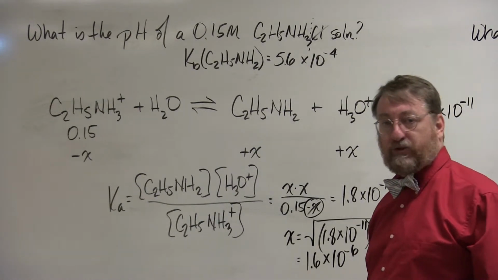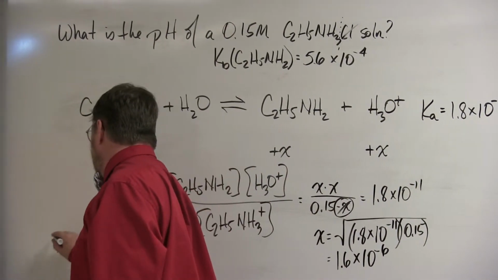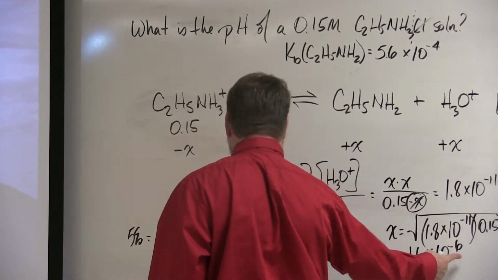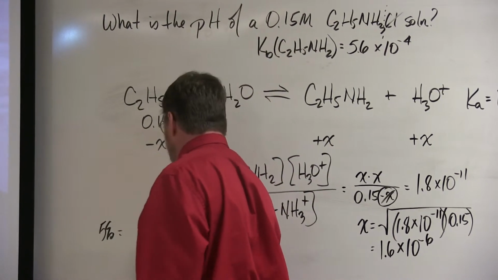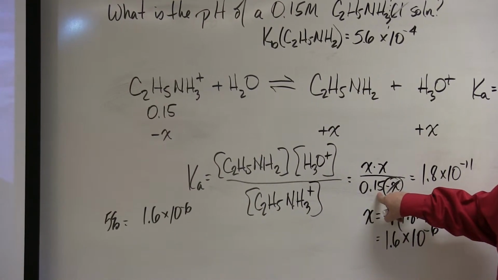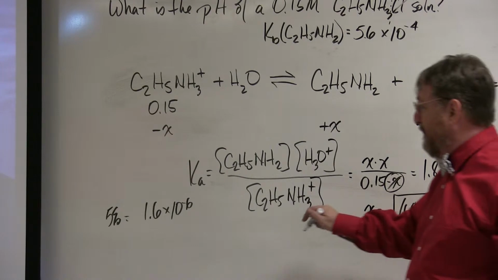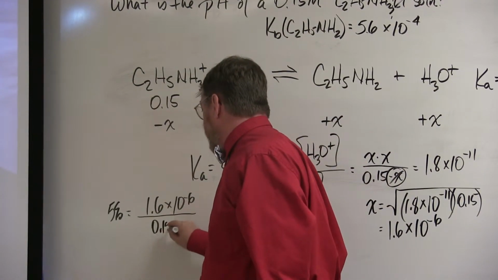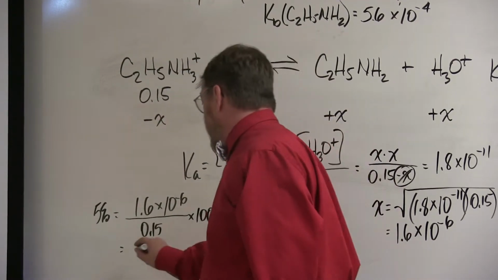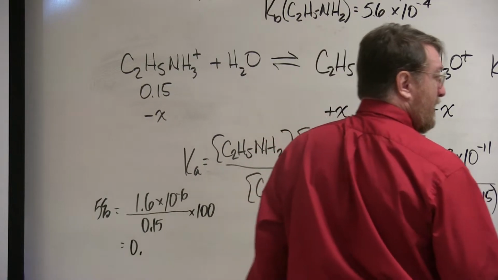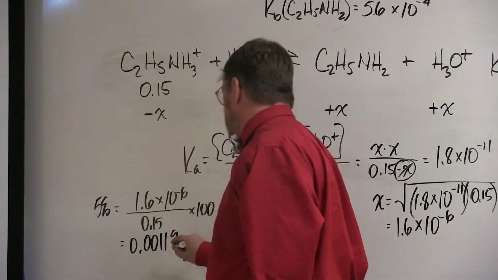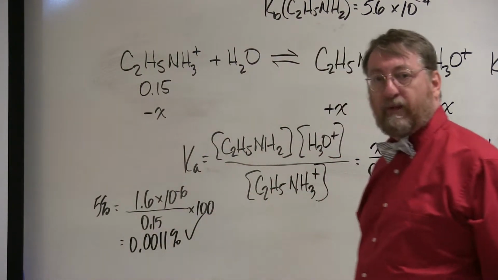Let's go ahead and do the 5% check, because really we should do that every time. We're going to take the amount of hydronium that would be produced, which is 1.6 times 10 to the minus 6, and divide it by what we assumed it was negligible relative to, which is 0.15. That gives me the percent dissociation times 100. That's going to be a very, very small value. That's 0.0011. Then we're good, way below 5%.